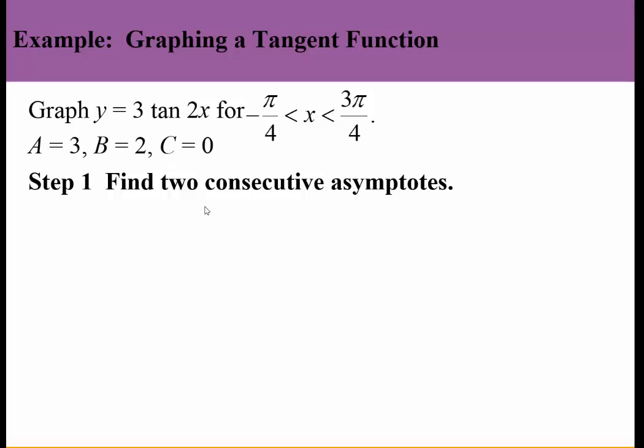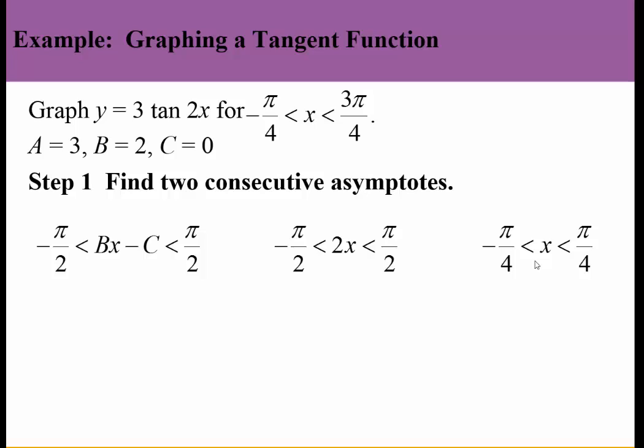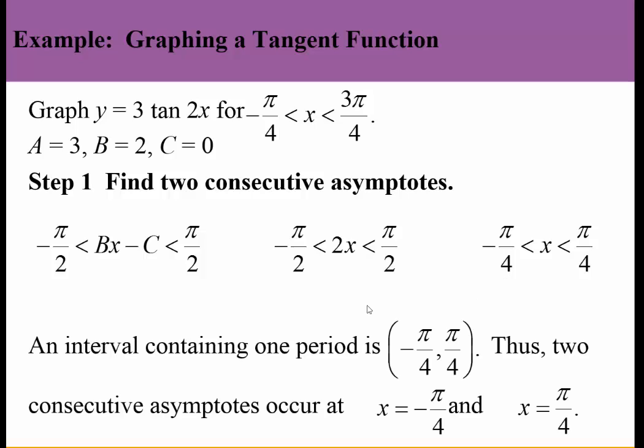Find your asymptotes. That's the first thing to do when graphing tangent. We're going to take the Bx minus C and set it between negative pi over 2 and pi over 2, where those tangent values are undefined. So we take the 2x, stick it in there, divide everything by 2, and voila, there are your asymptotes of negative pi over 4 to pi over 4. So an interval containing one period is going to be between negative pi over 4 and pi over 4. And then we will show you how to graph the rest.